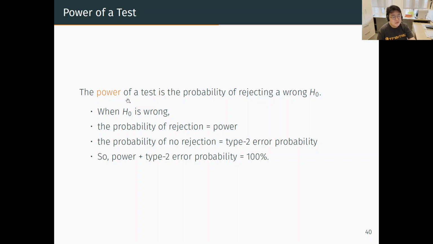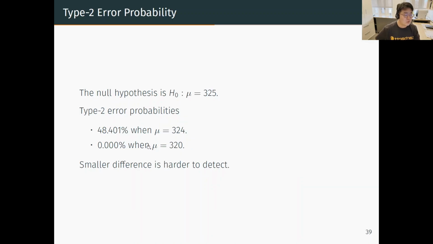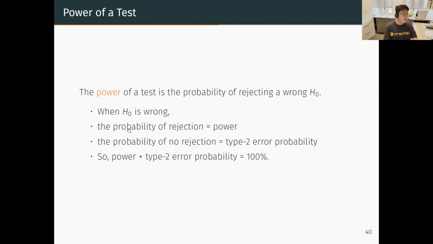And of course, the power depends on how different the truth is from the null hypothesis. Okay? So in this case, when the difference is 1 milligram, the power is about 52%. But when the difference is 5 milligrams, the power is 99.999%. Okay? So that's how we define the power.